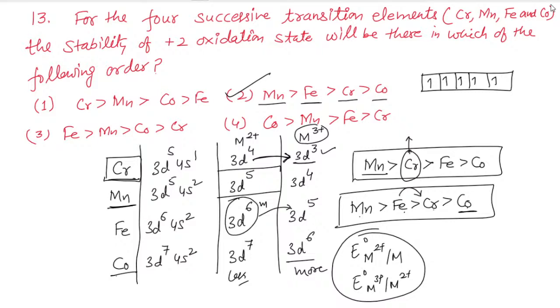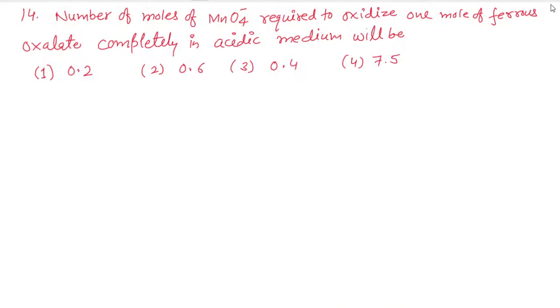Now, the number of moles of MnO4 negative required to oxidize 1 mole of ferrous oxalate completely in acidic medium will be. So see, MnO4 negative in acidic medium turns out to be, okay, wait.